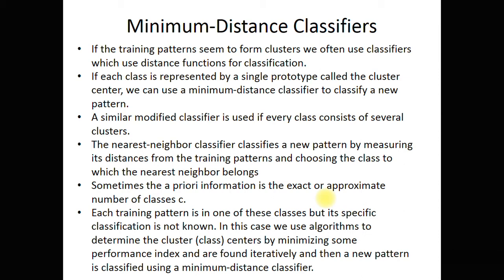Sometimes the a priori information is the exact or approximate number of classes. Each training pattern is in one of these classes, but its specific classification is not known. In this case, we use algorithms to determine the cluster class centers by minimizing some performance index, and these are found iteratively, and then a new pattern is classified using a minimum distance classifier. This is the k-means clustering algorithm that we have seen. Once we get the number of clusters, we can then use the Euclidean distance to find out which class it may belong to.